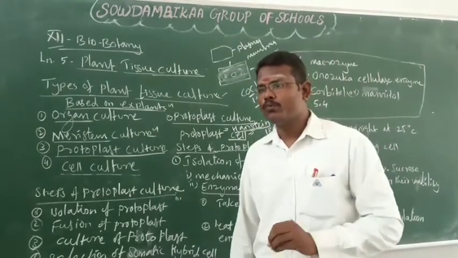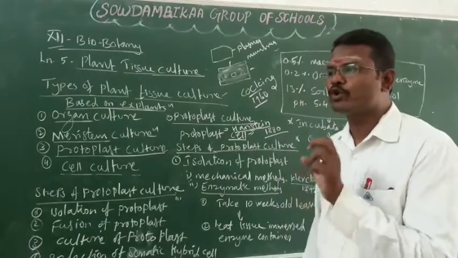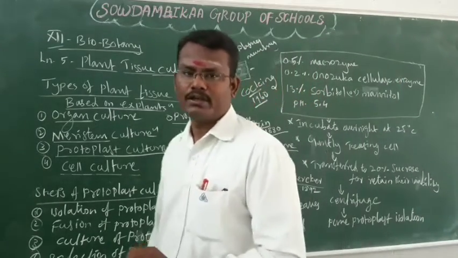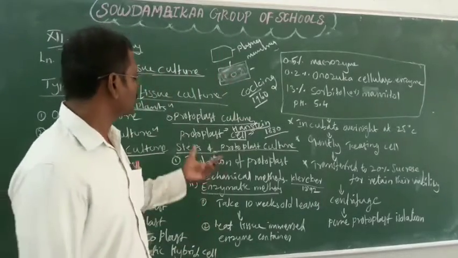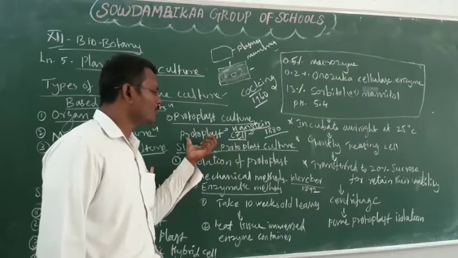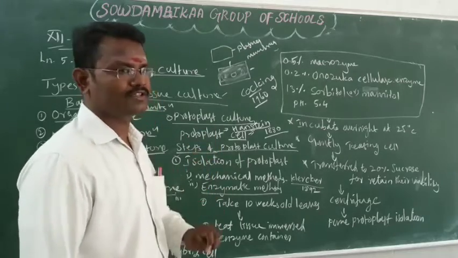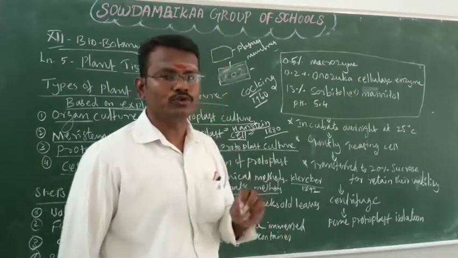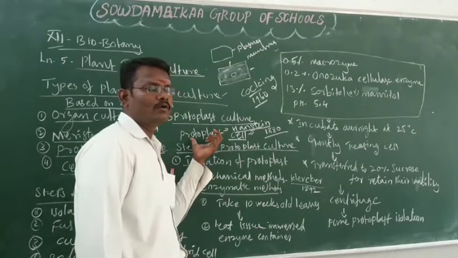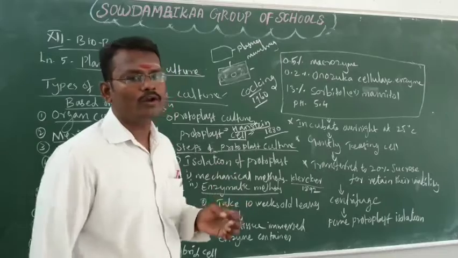Producing the whole plant means they have totipotency. This protoplast has totipotency in plant tissue culture. In this biotechnology, the plant protoplast has the ability to produce the entire plant from a single cell. A single cell produces the whole plant.